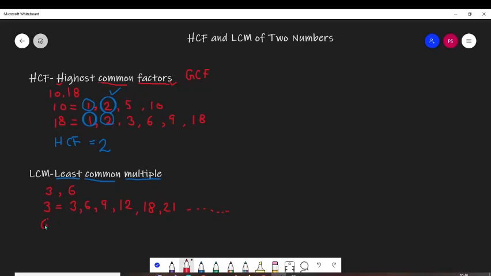The second number is 6. Let me explain this also. The first multiple will be 6 into 1, so that is 6. The second multiple will be 6 into 2, that is 12. The third multiple is 6 into 3, 18. The fourth multiple is 6 into 4, 24. And the fifth multiple will be 30. This way we have many multiples. I just kept on multiplying 6 by 1, 2, 3, 4, 5, 6 and so on, and I got all the multiples of 6. So we have got the multiples.